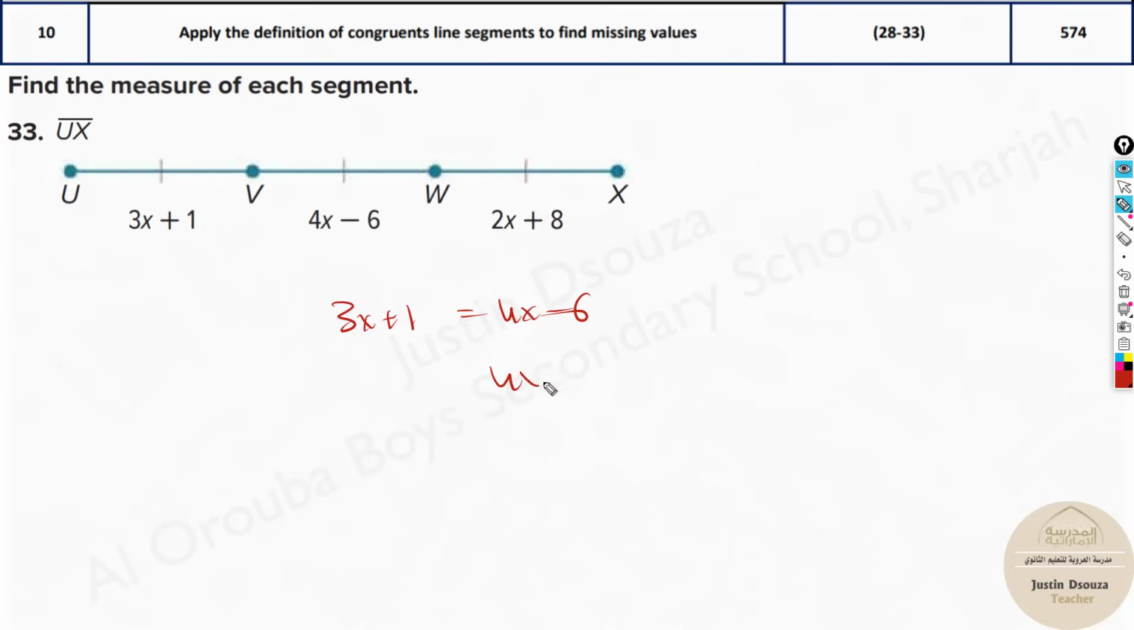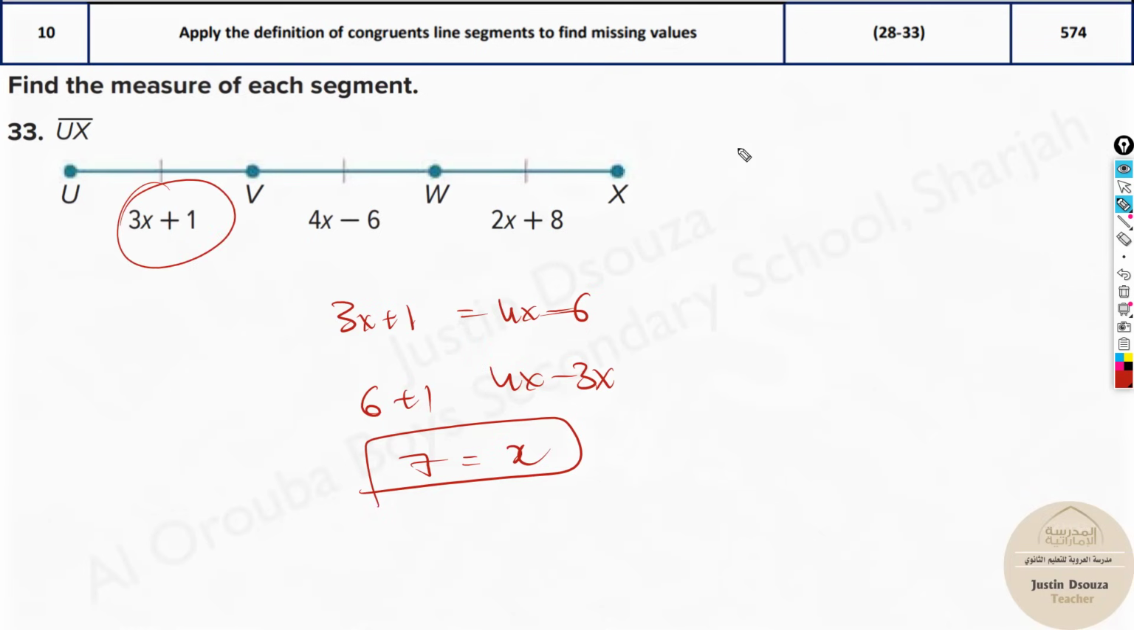3x goes to the other side. It will be 4x minus 3x. Minus 6 goes to the other side, 6 plus 1. 7 is equal to 4 minus 3 is 1, so 7 equals x. Now let's find one length and multiply it by 3, or you can add them all up and substitute x. That's lengthier. So what I would do is I just substitute x over here. 3 times 7 plus 1. 7 times 3 is 21 plus 1 is 22.